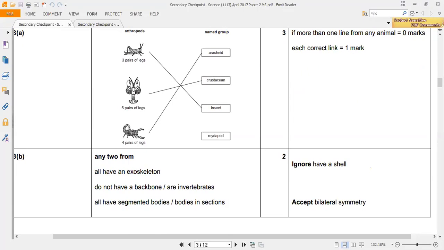If you mention any of those 2 characteristics, it will be okay. All have an exoskeleton, will be okay. If you say they do not have a backbone because they are invertebrates, and all have segmented bodies, also will be okay. Bodies in sections also will be okay. If you say bilateral symmetry, will be okay. But if you say half shell, it will be ignored, because what covers the body is not a shell. It's an exoskeleton made of chitin, while the shell that is found in snails is made up of calcium carbonate.